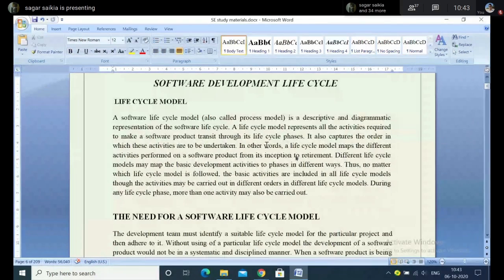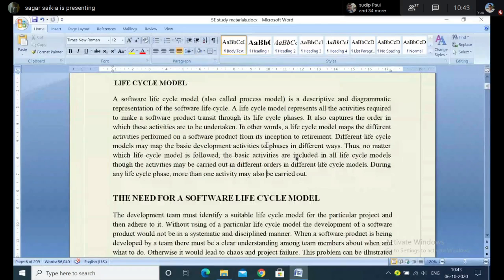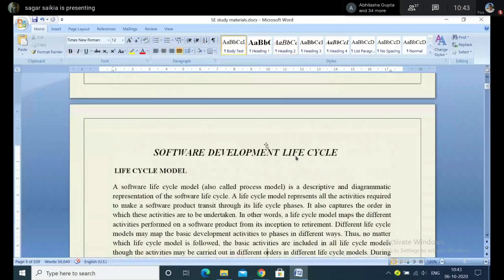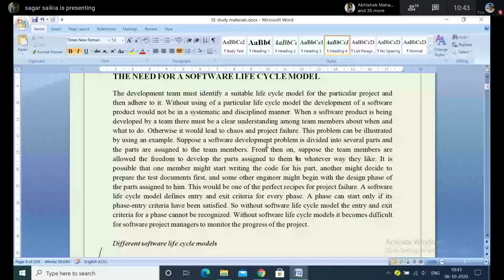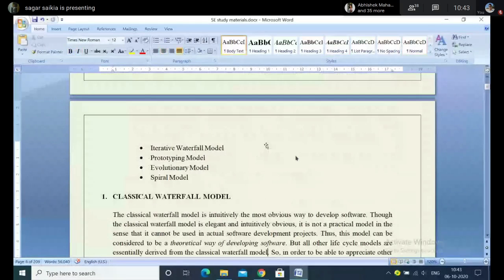The next question, number 2. What is the software development life cycle? What do you understand by software development life cycle? What is the need of a software life cycle model?